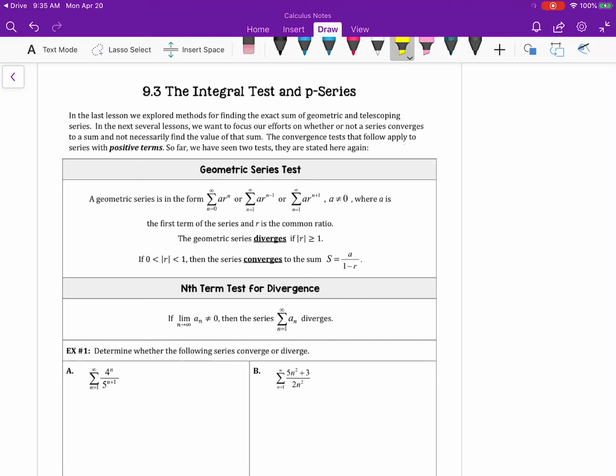9.3, the integral test and p-series. In the last lesson, we explored methods for finding the exact sum of geometric and telescoping series. In the next several lessons, we want to focus our efforts on whether or not a series converges to a sum and not necessarily find the value of the sum.